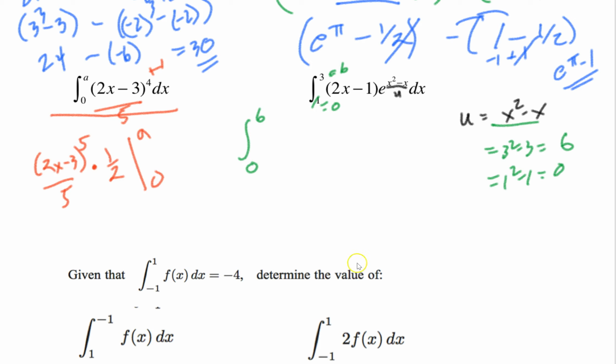You're like, what's the benefit of that? The benefit is that if you change the limits, you don't have to plug your u back in. You just integrate it and plug it in like normal. Don't plug the u back in. So let's do the rest of this.